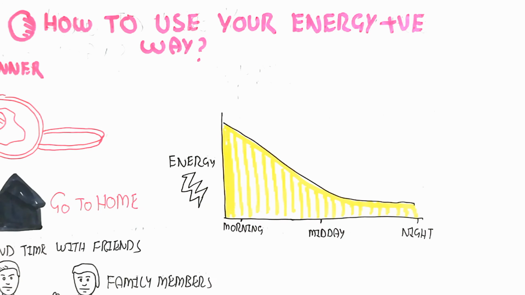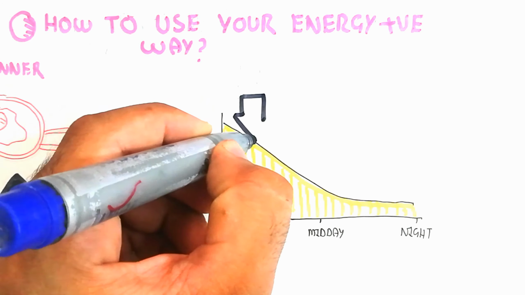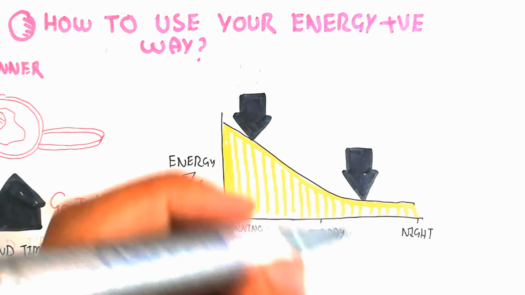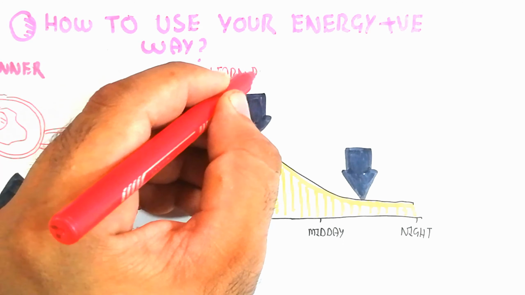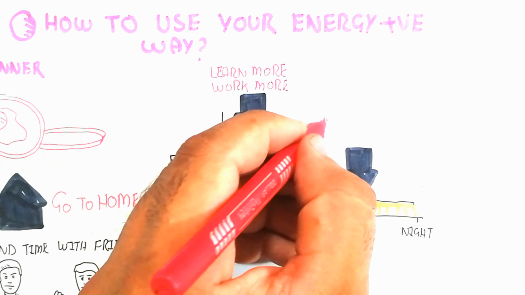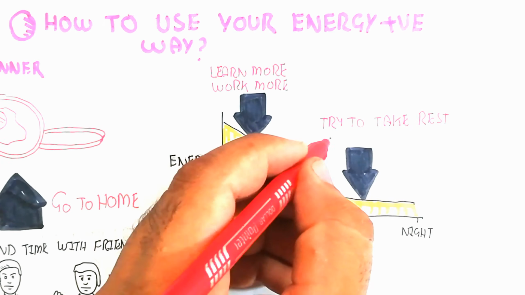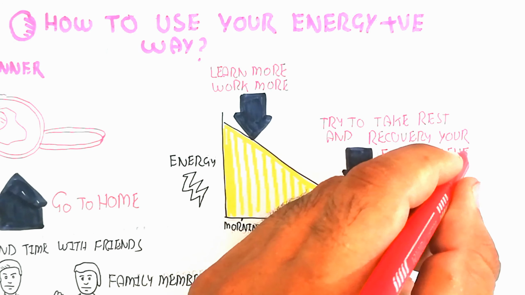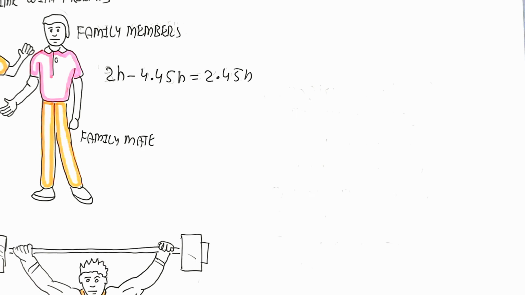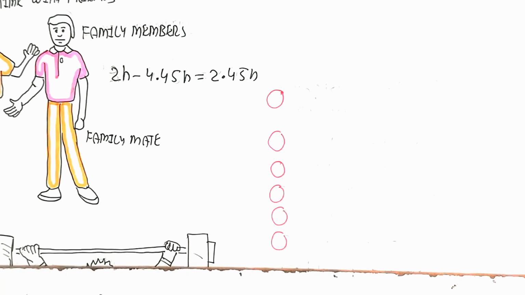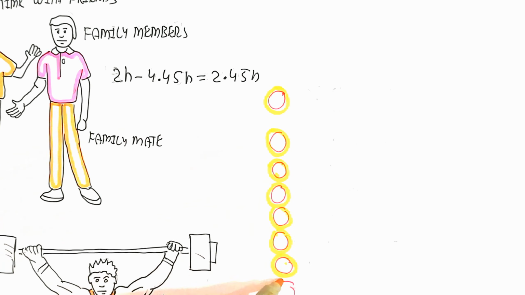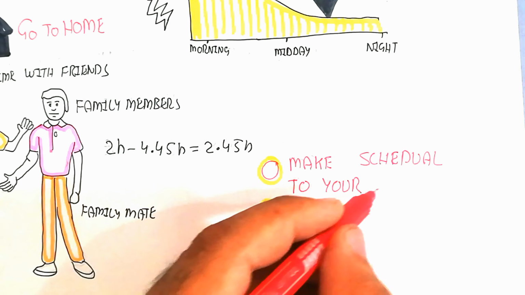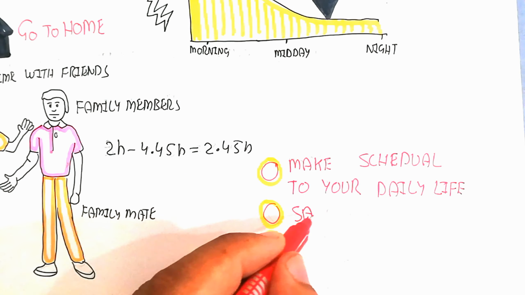Here I am drawing a graph for understanding: the vertical axis is the energy level, while the horizontal axis shows the whole day from morning to midday to night. At night the energy level will be low, while in the morning the energy level will be high. So you should learn more and work more, and try to rest and recover your energy level when you go into the night.